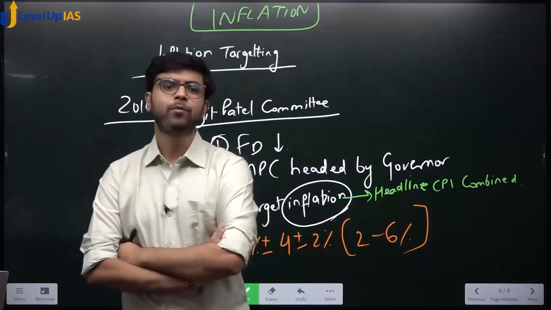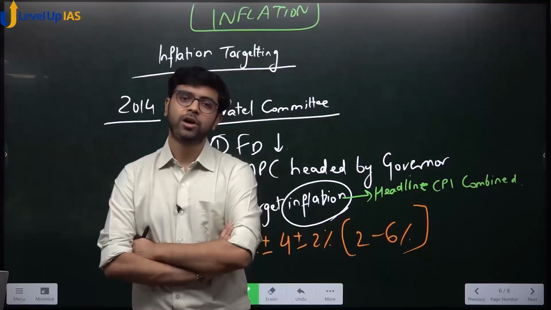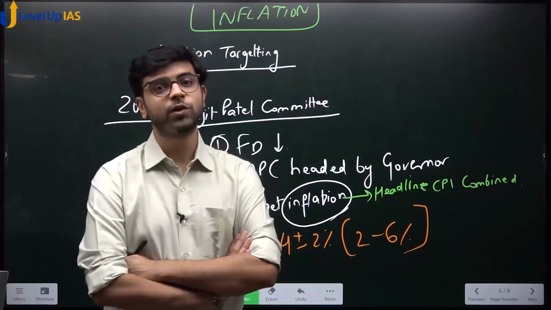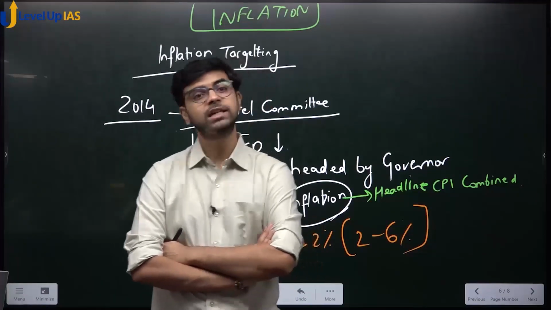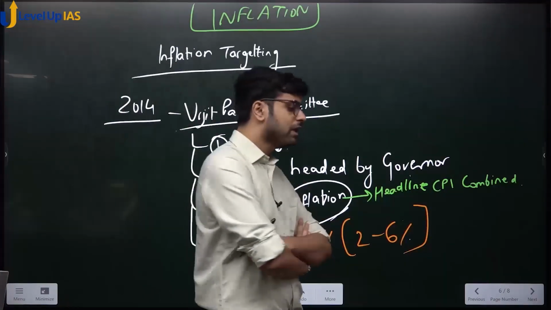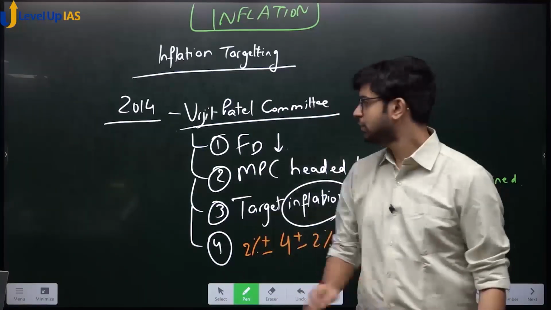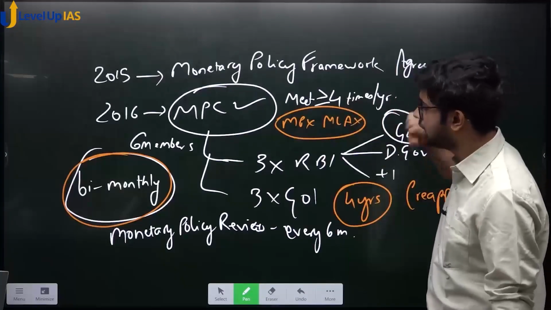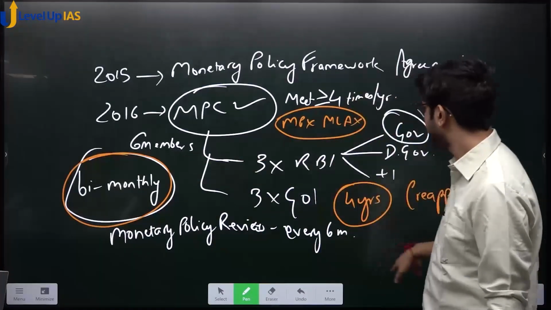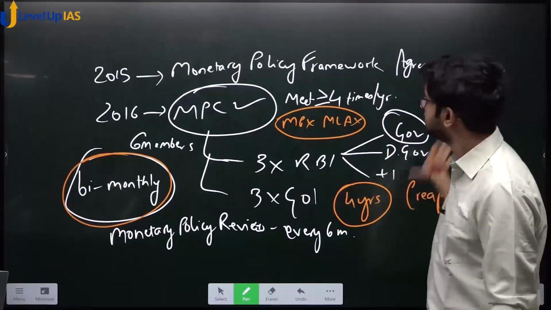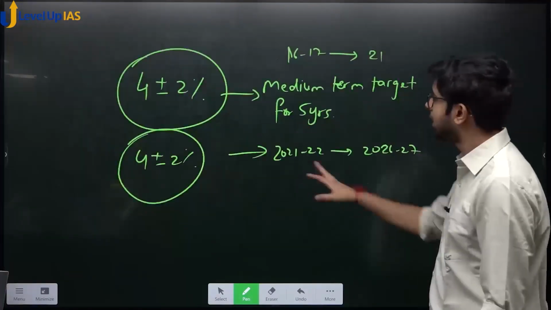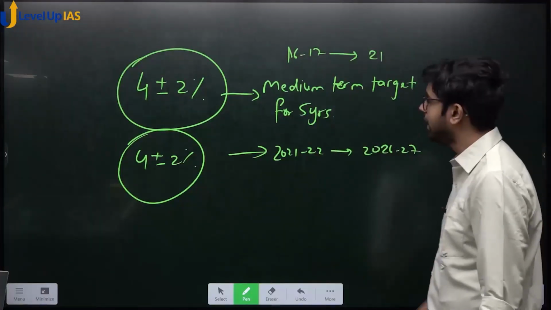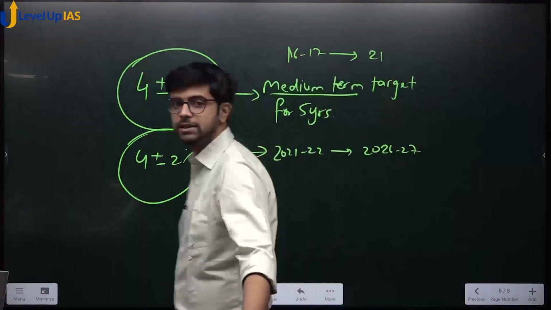What do we know about the Monetary Policy Committee? Do we have a bi-monthly monetary policy? Yes, every 2 months. Do we have a semi-annual monetary policy review? Yes, every 6 months we have a monetary policy review. Yes or no? Then what else did we see? They meet at least 4 times a year. 6 members we saw. Monetary policy review every 6 months, 4 years without reappointment. Okay, done. Then we talked about the target. 4 plus minus 2% medium term target for 5 years, and 4 plus minus 2% for a further 5 years also. It is a medium term target.